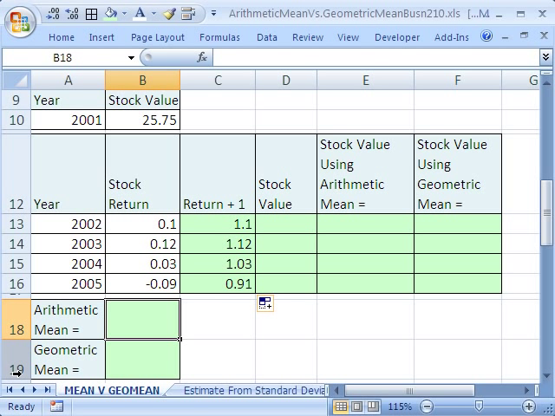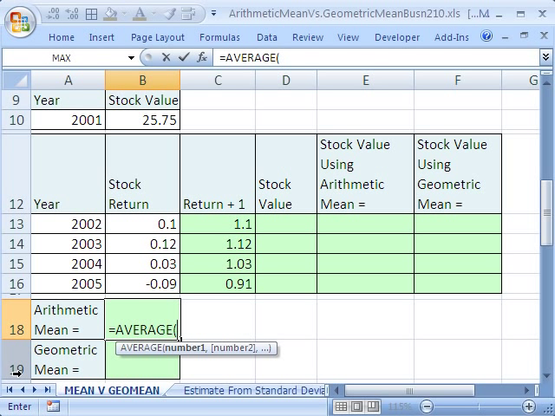Now, let's calculate our arithmetic mean, equals average. And we'll simply average these.